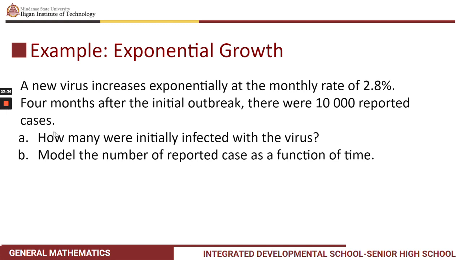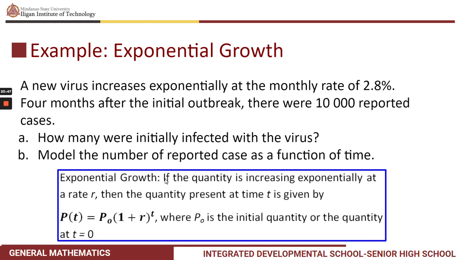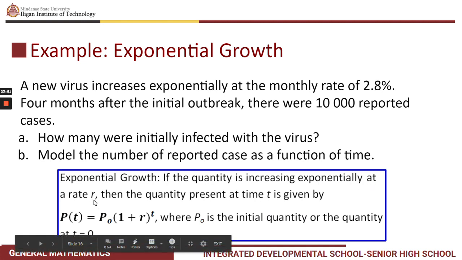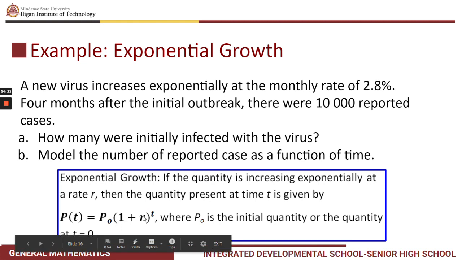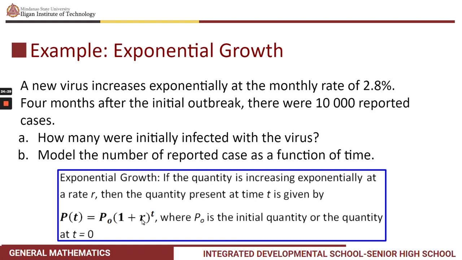Okay, so we'll try to answer these two questions. But first, we need to understand what is exponential growth. So ang exponential growth pala is when the quantity is increasing exponentially at a rate r, then the quantity present at time t is given by P of t equal to P sub 0 times the sum of 1 and r raised to t, where P sub 0 is the initial quantity or the quantity at time equal to 0. So we have this formula for our exponential growth. Actually, you can get it through common sense, mampod. Since this one is 100% and our r is the rate, if you add that and then you multiply and then you raise it to t, it's just the same with geometric sequence. Okay.